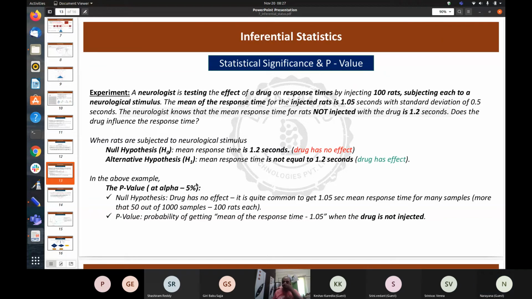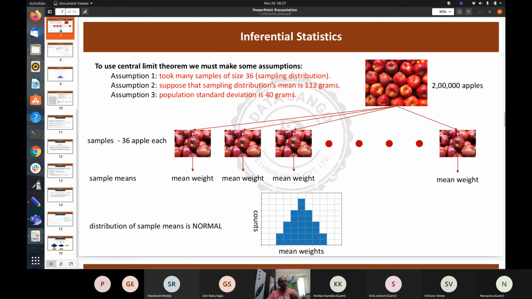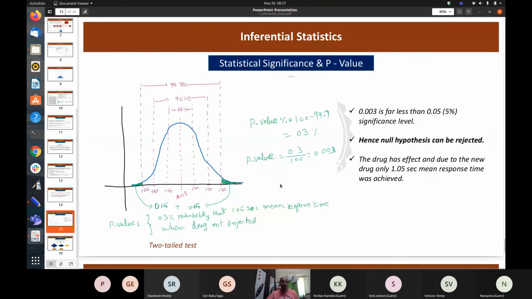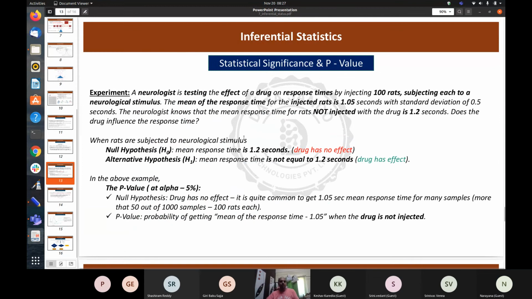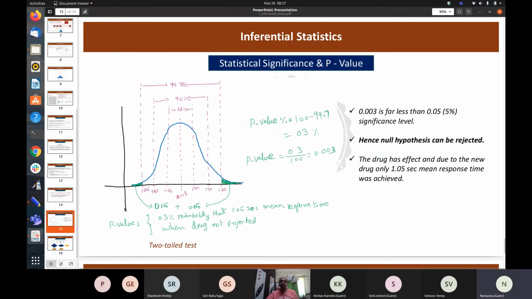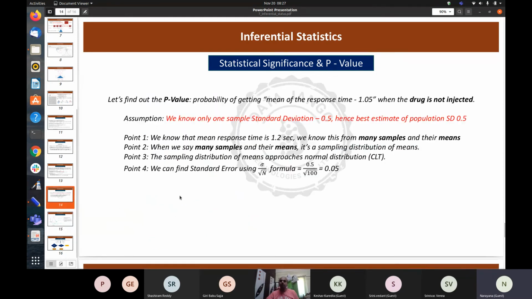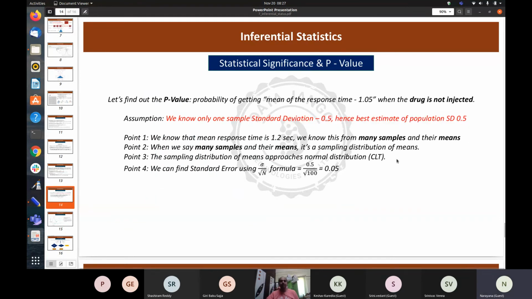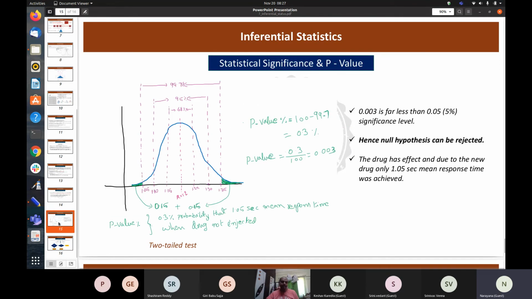We have seen 2 examples here. The Apple example is really a bad example, right? There is no data at all, and we assumed something and tried to come out with some result. This one is a bit reasonable, if you look at the statement and the data we have. Here also we assume that the old environment's population standard deviation is 0.5. Using that, we calculated the standard error, or the standard deviation of the sampling distribution of means.